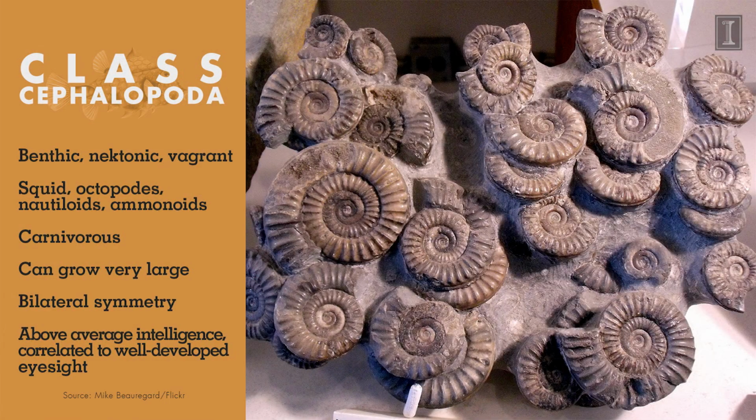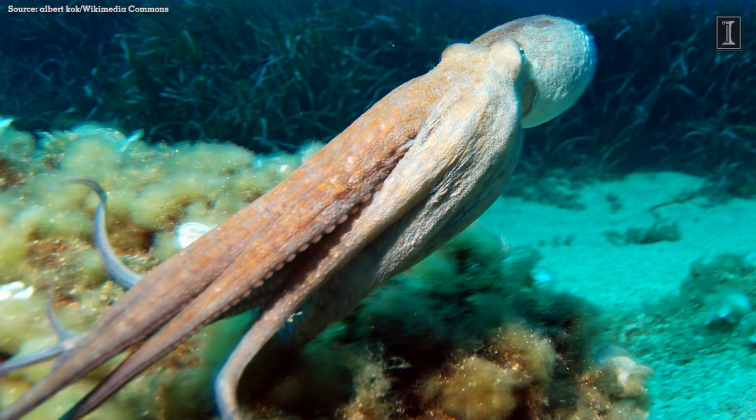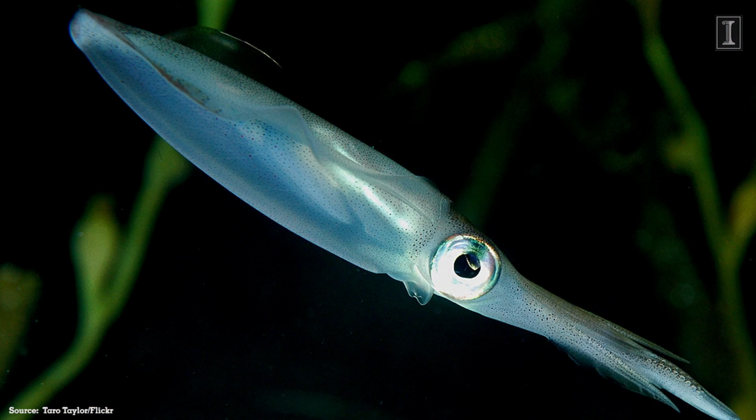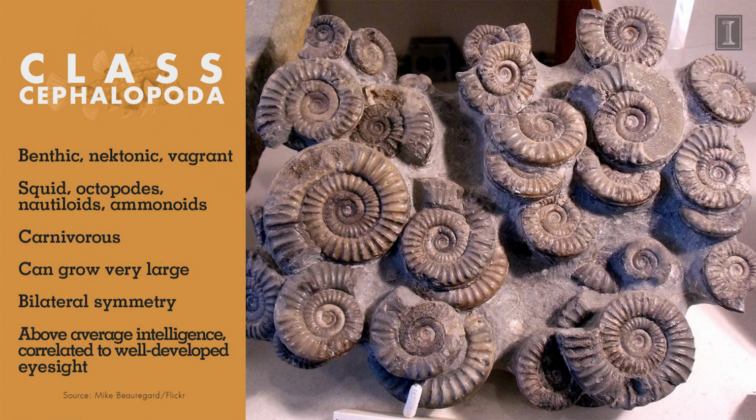The third class in the phylum Mollusca is class Cephalopoda, or your cephalopods. This includes squid, octopi, ammonoids, and nautiloids, and many can be extremely large. The symmetry of cephalopods is that they're bilaterally symmetrical with their bodies and their shells. Their mode of life, if you think of a squid, is nektonic, meaning it's moving in a particular direction in the water column.